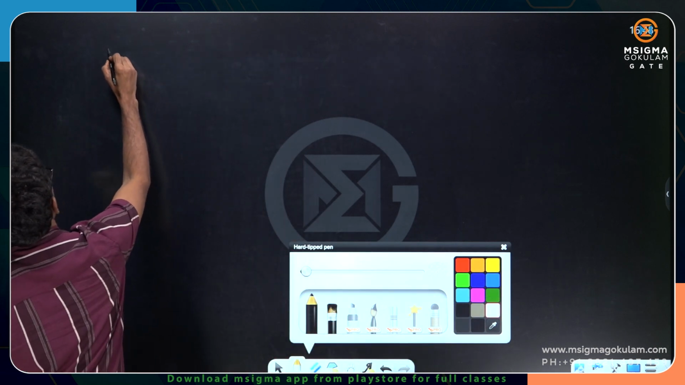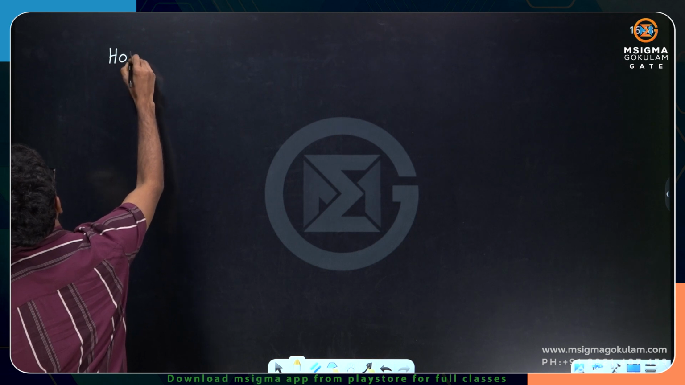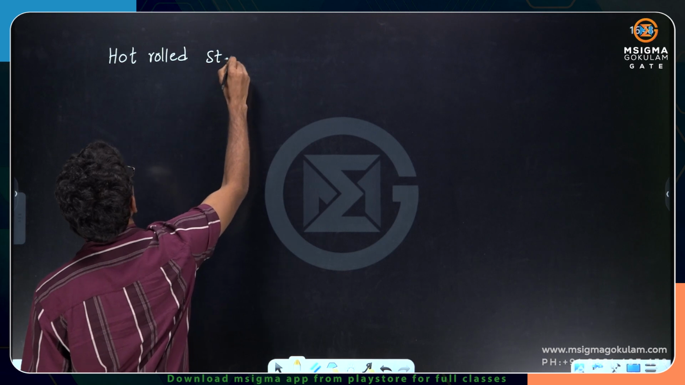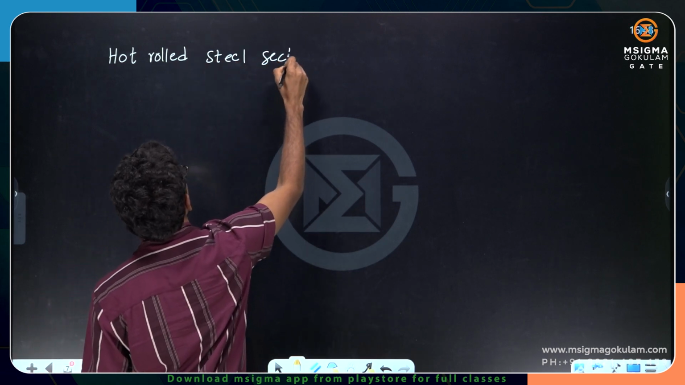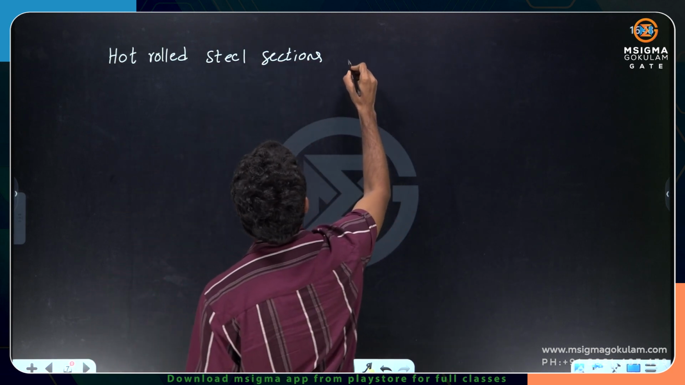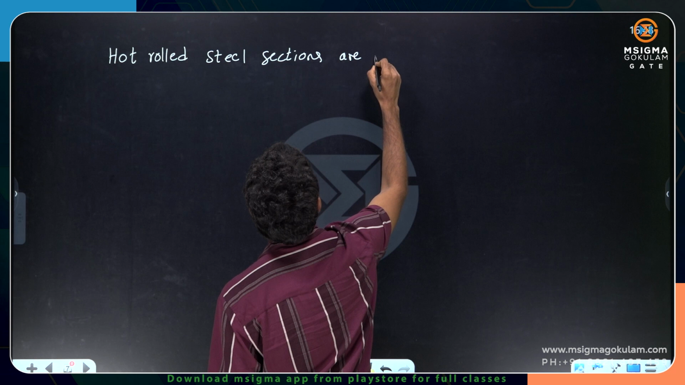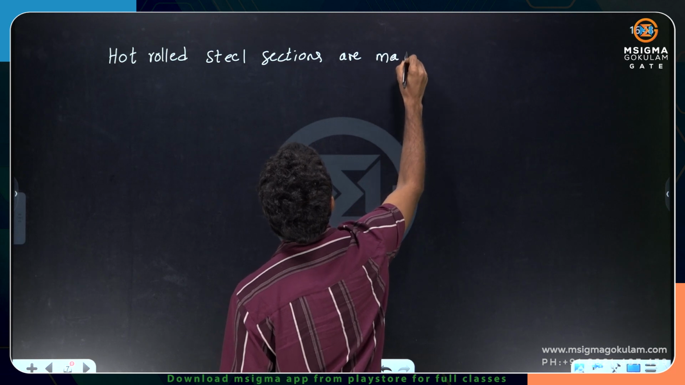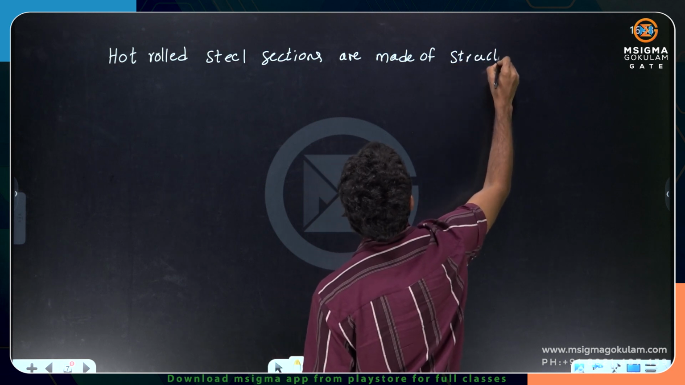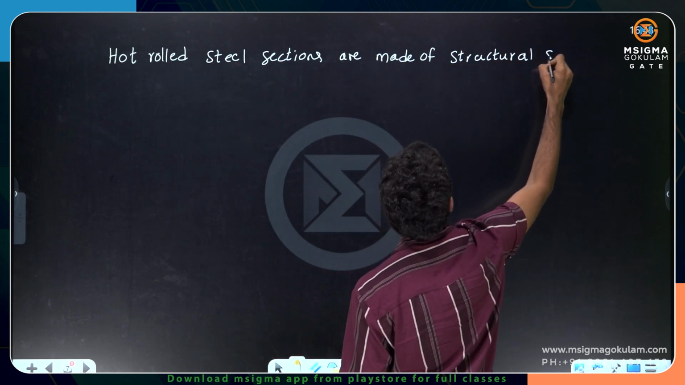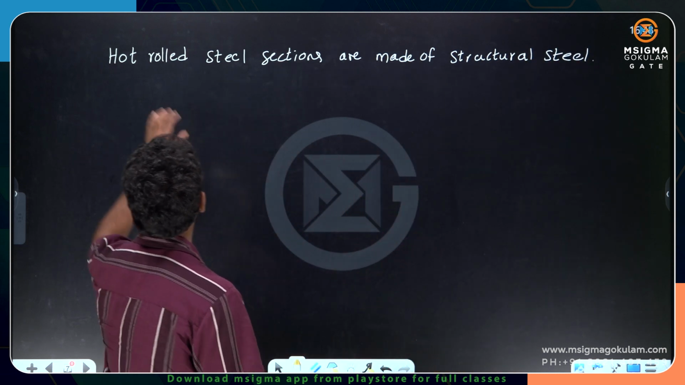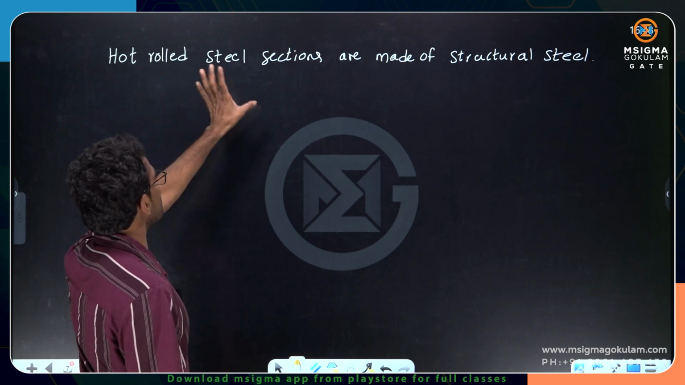Hot rolled steel sections are made of structural steel. Steel structures are constructed by using only hot rolled steel sections, and hot rolled steel sections are made of structural steel. Please understand that. So structural steel is used for the preparation of hot rolled steel sections.